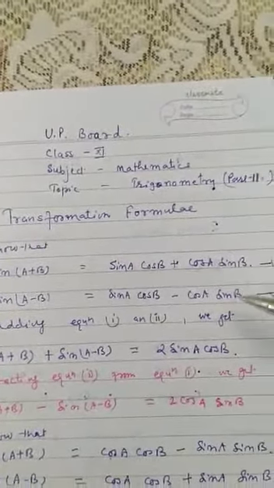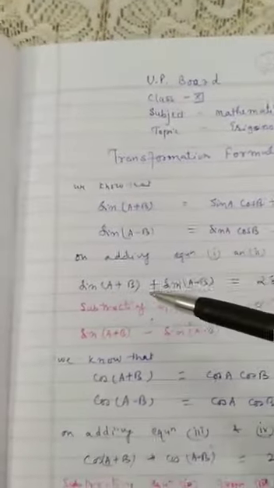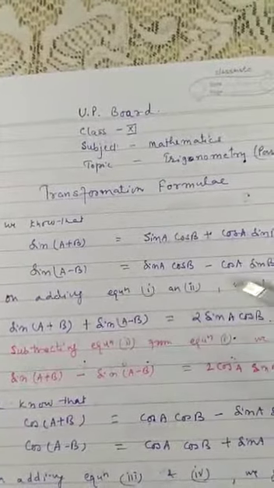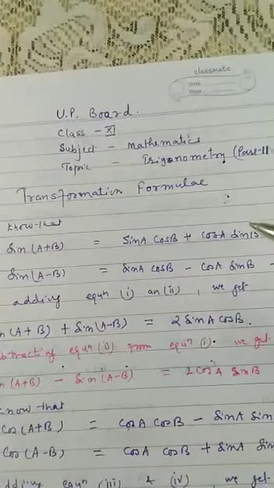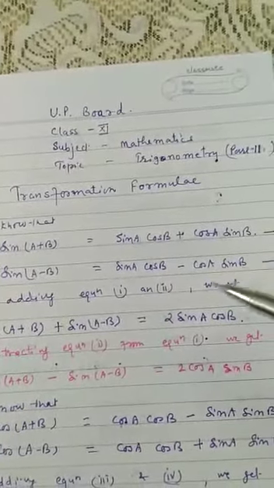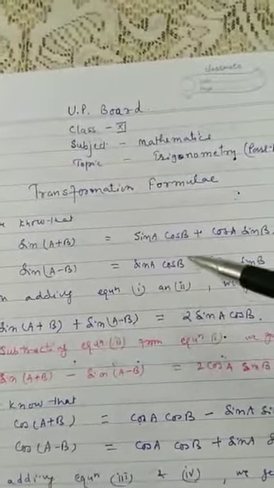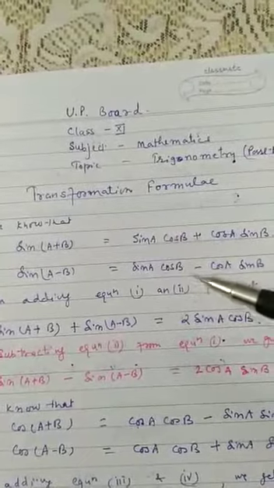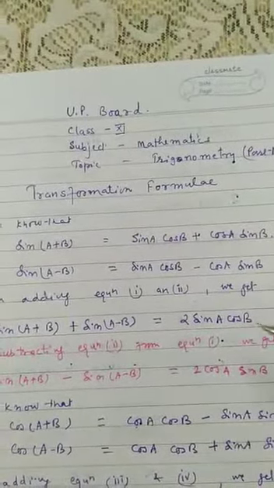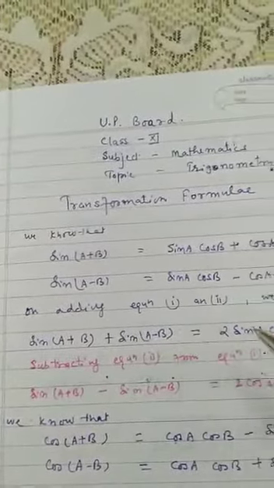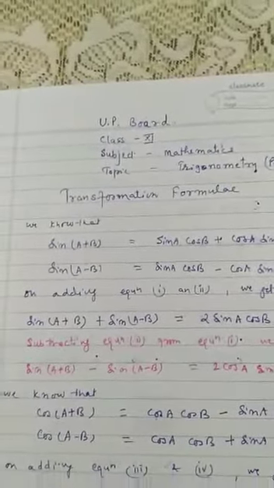If we add these two equations, we will get sin(a+b) + sin(a−b). This part will be cancelled, cos a sin b and minus cos a sin b, and you will get sin a cos b plus sin a cos b, that is 2 sin a cos b. Then you will get a new formula: sin(a+b) + sin(a−b) is equal to 2 sin a cos b.